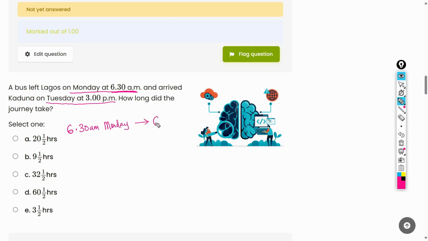to 6:30 a.m. Tuesday is equal to 24 hours. So we have until 6:30 a.m. on Tuesday. Now we want to find the difference from 6:30 a.m. on Tuesday to 3 p.m. on Tuesday. So from this point to this point, we are finding the difference. So we subtract. So 3 p.m.